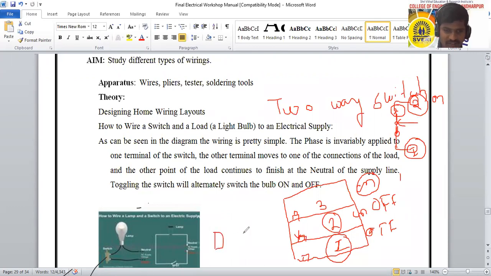Suppose there are 3 switches: switch number 1, switch number 2, and switch number 3, and again there are 3 loads. That means in room number 1 there is one lamp, in room number 2 there is another lamp, and in room number 3 there is another lamp. Okay, so similarly while pressing this, it will close the first connection. So when this connection closes, at that situation this bulb will glow.